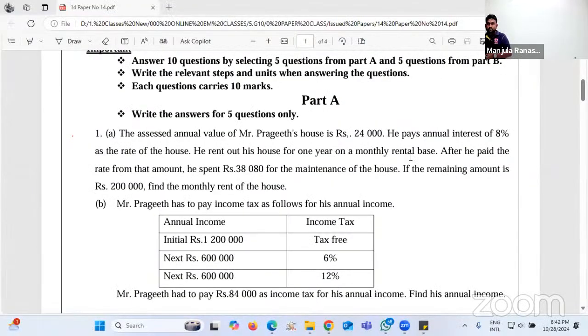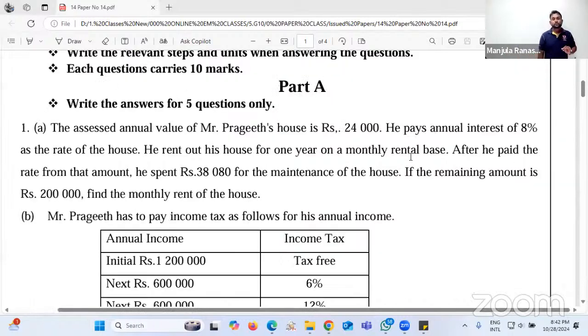Now I will share the paper with you, and we will discuss the questions one by one. This is what we are going to discuss today. This is question number 1. Normally question number 1 we can recognize by the theme of percentages. So now we are discussing this type of question.